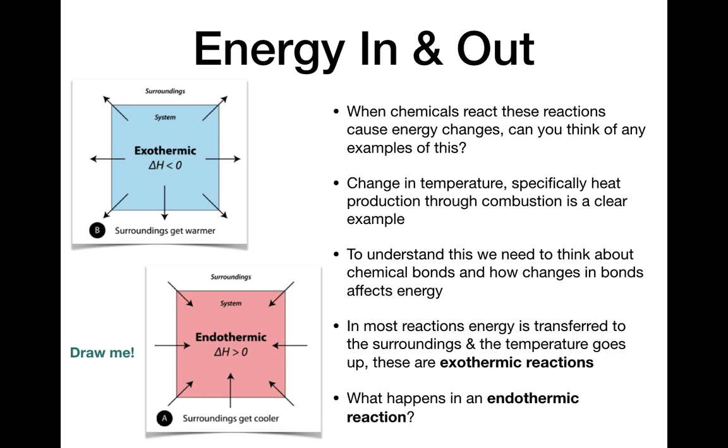Okay, and then in an endothermic reaction, what is happening there? Well, the clear diagram right there, where energy is going to decrease in the surroundings and come into the system. Remember, the energy has to come from somewhere. Energy just doesn't appear, it has to come from somewhere. So in exothermic, energy is coming from the system going out. In endothermic, it's going from the surroundings into the system.